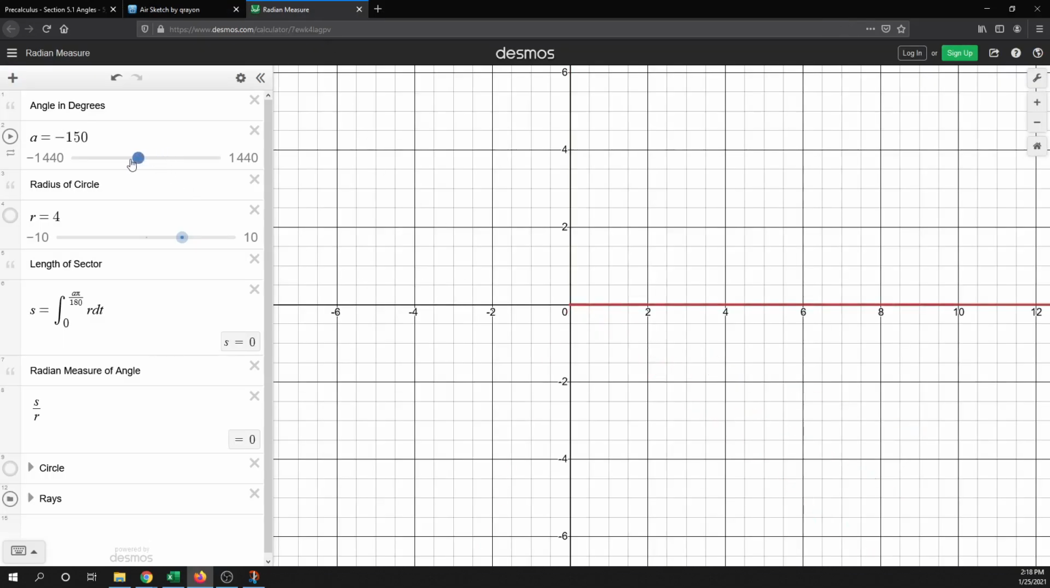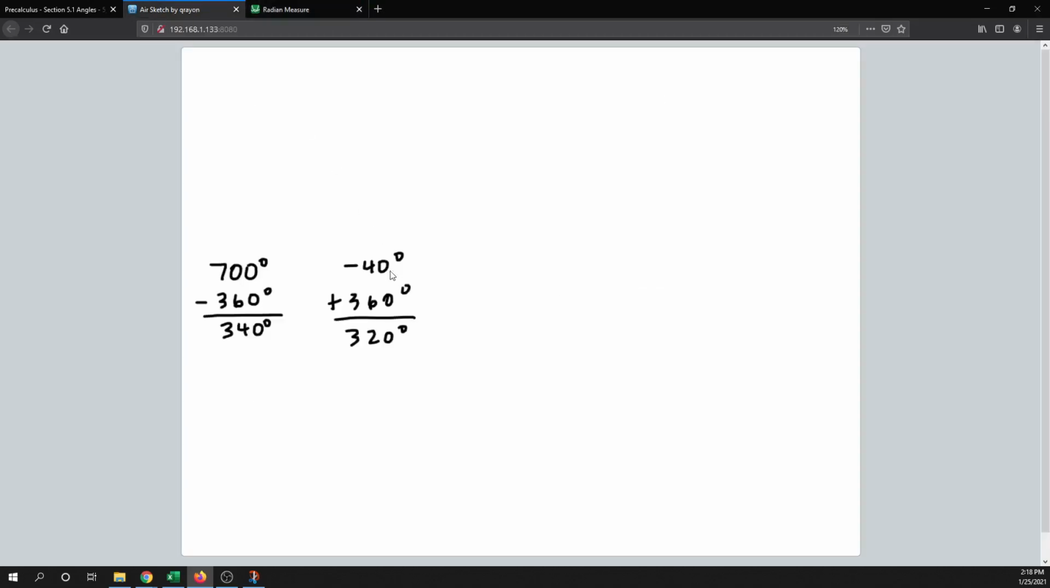Let's take a look at that. Negative 40 degrees would be here: we start here and rotate out to negative 40 right there. We would wind up with the same terminal side in the same position if we started at 0 and then rotated out 320. We would get that same terminal side in exactly the same position. So those two angles, negative 40 and 320, are coterminal.